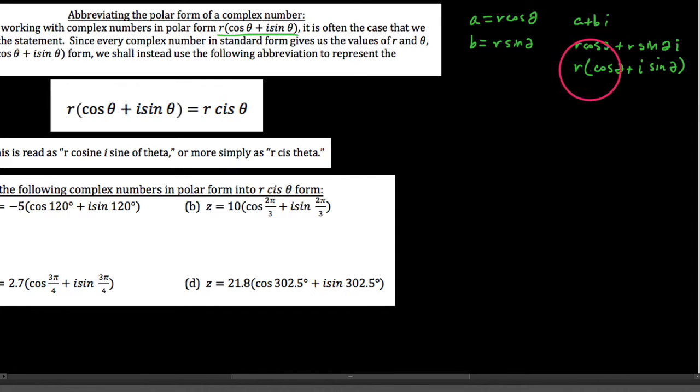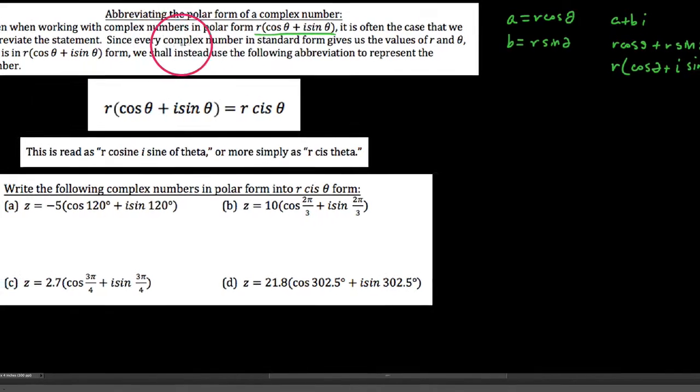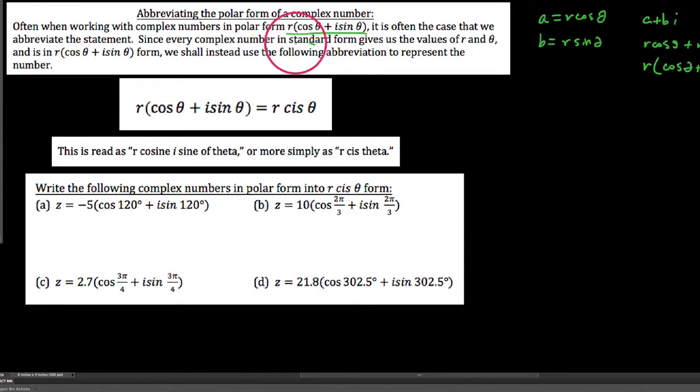Since every complex number in polar form gives us the value of r and theta, and it's always in this r cosine theta plus i sine theta form, we're going to use an abbreviation instead of what we usually use. We can write r times the cosine of theta plus i sine theta differently, as r cos i sin of theta.